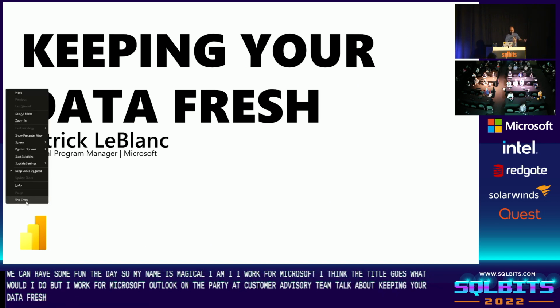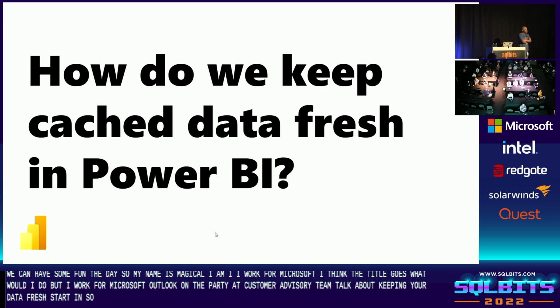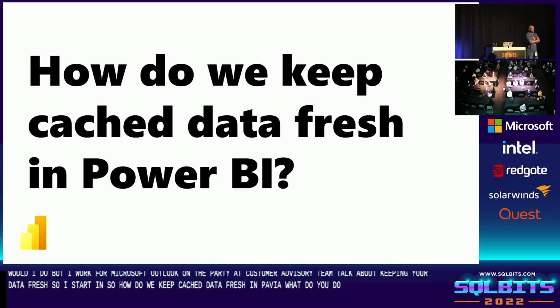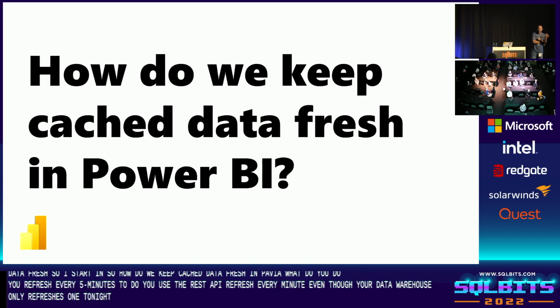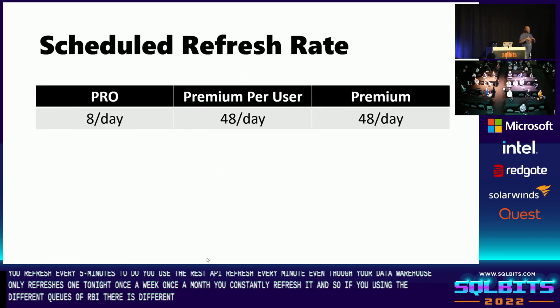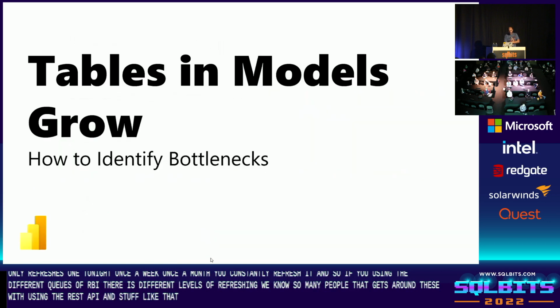So let's start. How do we keep cache data fresh in Power BI? What do you do? Refresh it, right? You refresh it every 5 minutes. You use the REST API to refresh it every minute, even though your data warehouse only refreshes once a night, once a week, once a month. You constantly refresh it. And if you're using the different SKUs of Power BI, there's different levels of refresh, and we know so many people that get around these using the REST API and stuff like that.